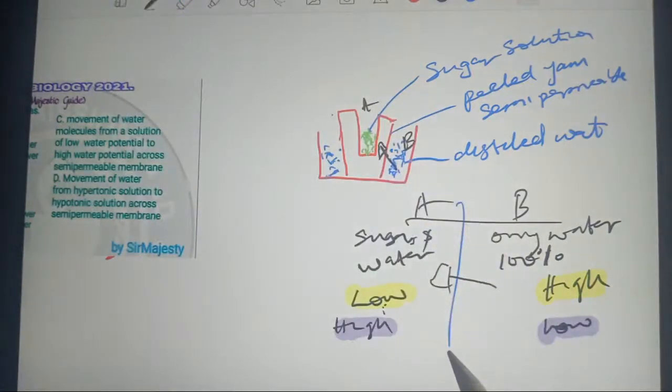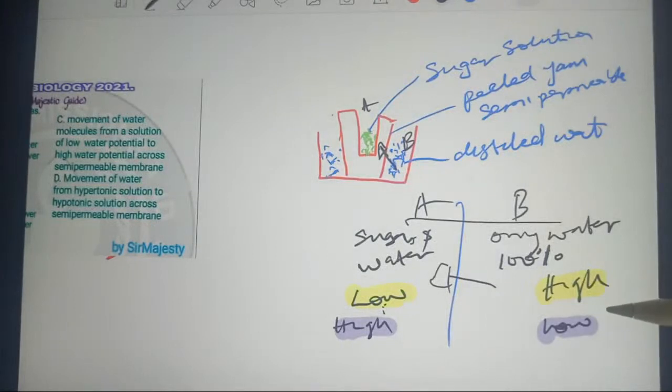The line here is a semi-permeable membrane. Or you can say osmosis is the movement of water molecules from the region of lower concentration of solute to the region of higher concentration of solute across a semi-permeable membrane. But don't define osmosis as the movement of water molecules from region of lower concentration to region of higher concentration. You need to be specific. You can define osmosis high to low or low to high.